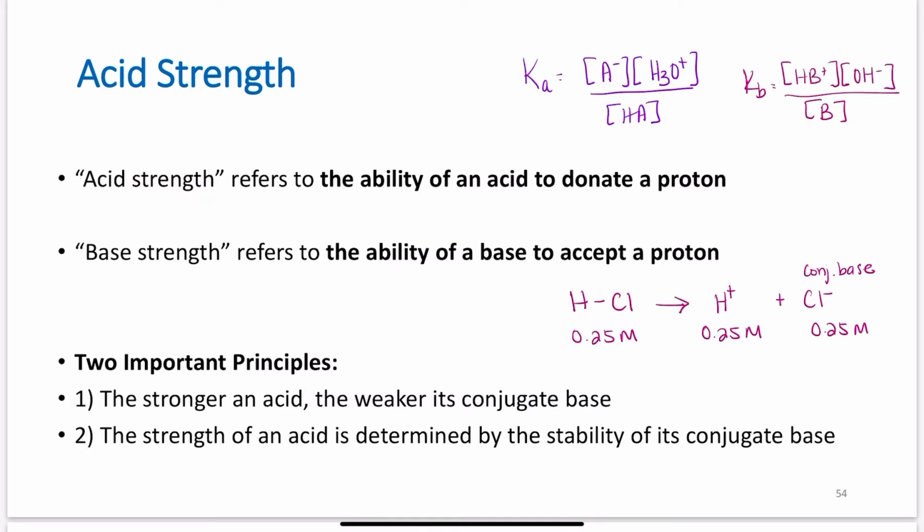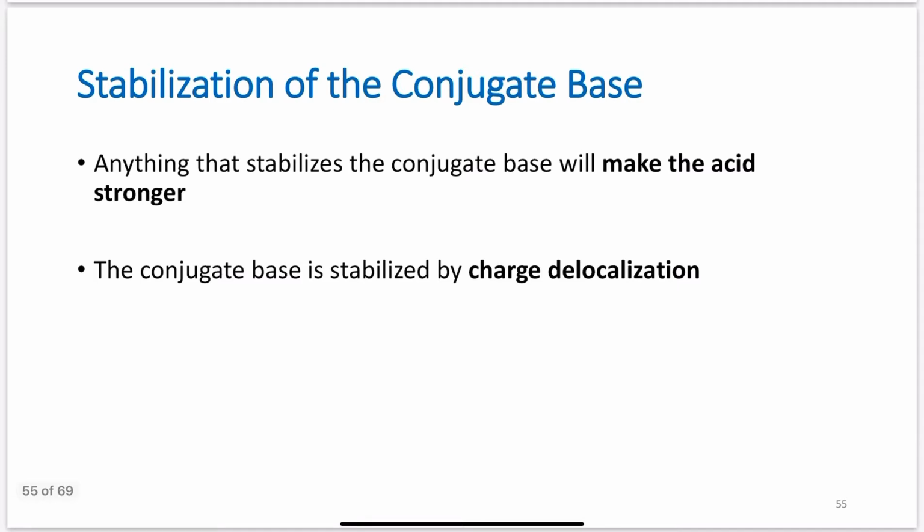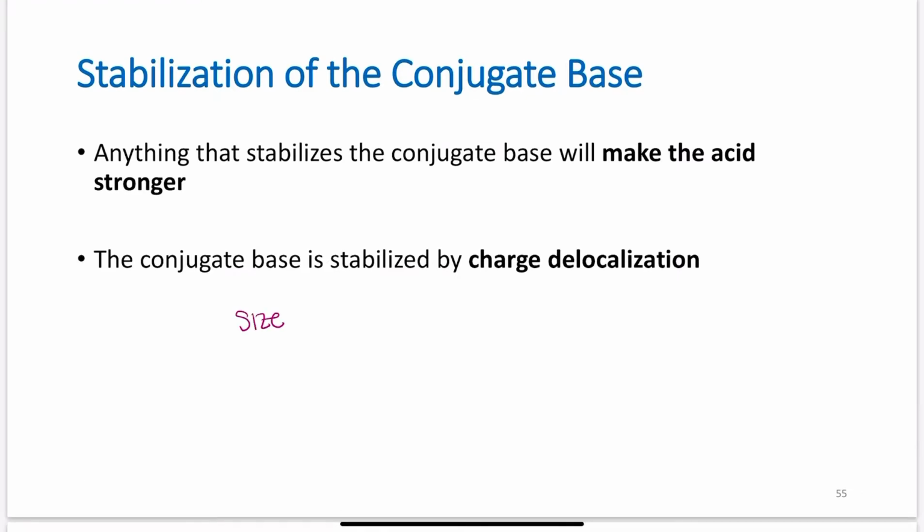The strength of the acid is determined by the stability of its conjugate base. The stronger the acid, the more stable that conjugate base. Cl minus is incredibly stable. There is no reason for it to react. So, anything that stabilizes the conjugate base will make the acid stronger. What can stabilize this? Charge delocalization. What do I mean by charge delocalization? I mean size, and I mean resonance.